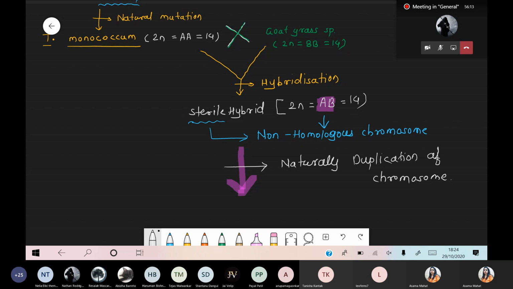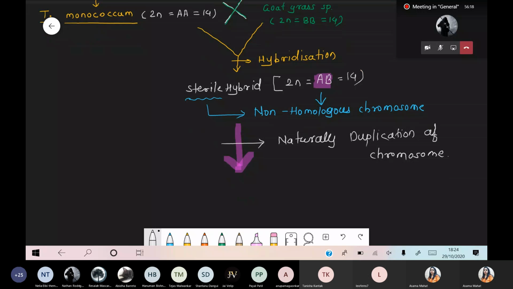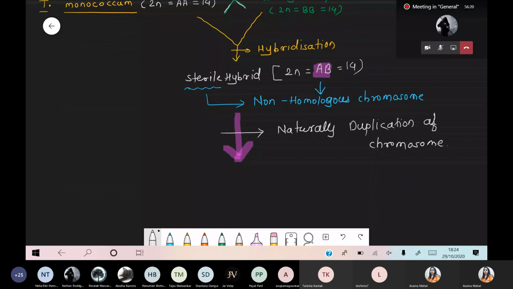Shantanu, very good. Very good. And 2n is equal to total 28. Very nice. Okay, now you are understanding. So now what happened due to natural duplication of chromosome? Now there is a formation of fertile hybrid. Earlier it was sterile. Now it is converted into fertile. And now why we say fertile?